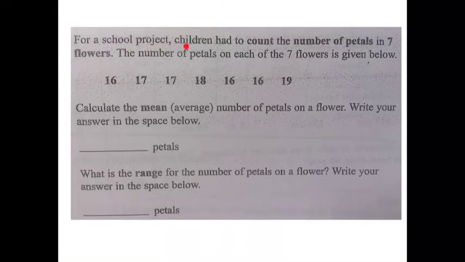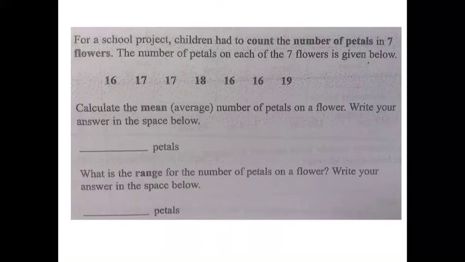For a school project, children had to count the number of petals in 7 flowers. The number of petals on each of the 7 flowers is given below: 16, 17, 17, 18, 16, 16, 19. Calculate the mean, the average number of petals on a flower. Write your answer in the space below.